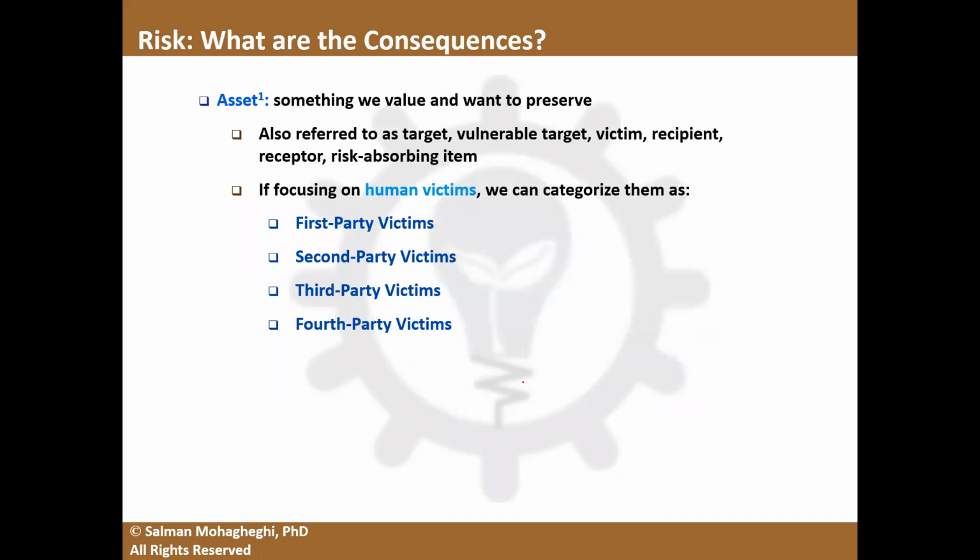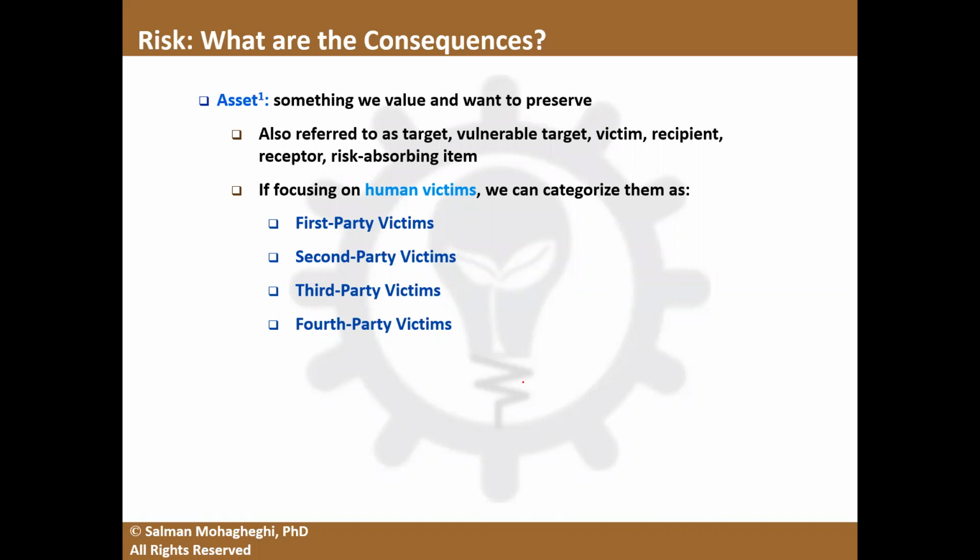First, let's talk a little bit about an asset. Asset is something that you want to protect, something that has value to you. In different domains, it comes with different names. Some refer to it as target, vulnerable target, victim, recipient, receptor, and so on. If you're focusing on human victims, you can categorize your assets into first party, second party, third party, fourth party.